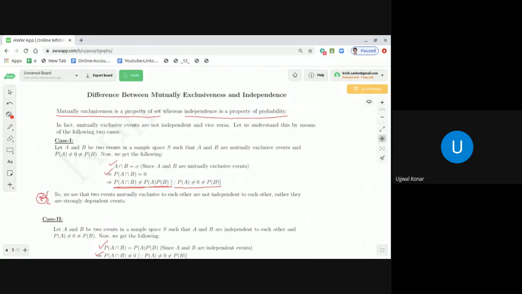Now, dear students, I would like to conclude the class for today, because in the next class, we are going to discuss two important things. One is called the total probability theorem and the other is Bayes theorem.